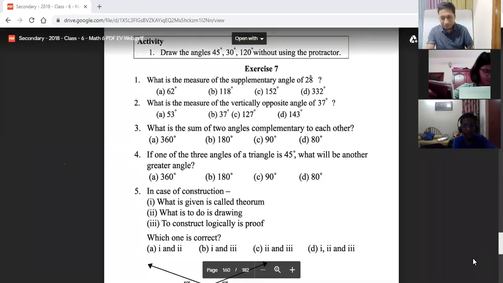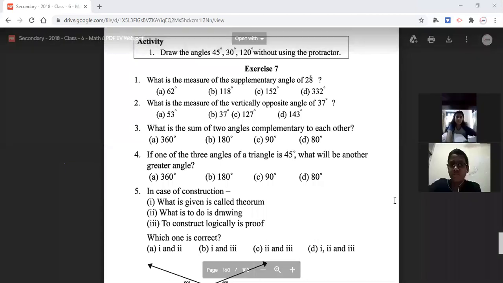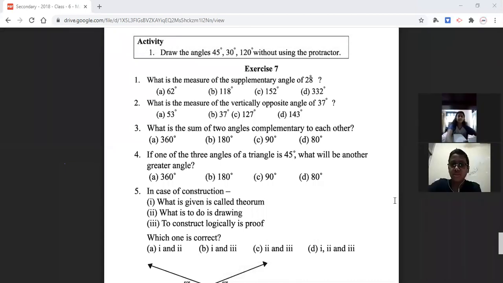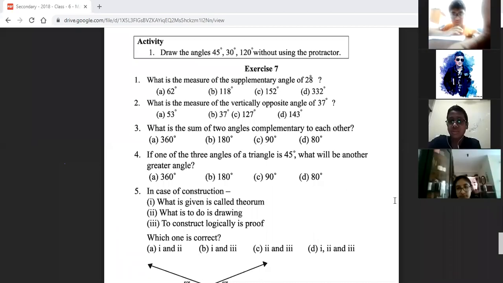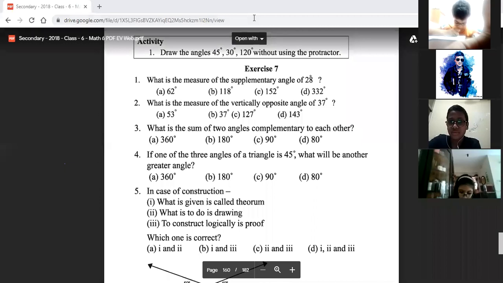152 degrees. 152 and 28. Okay, thank you, very easy. For part 1, the answer is C. I am showing you by annotation here. Part C is correct, so we can give a tick mark here. You can also tick it, and you can write down the answer in your answer script.